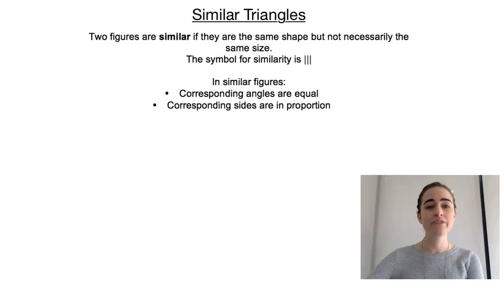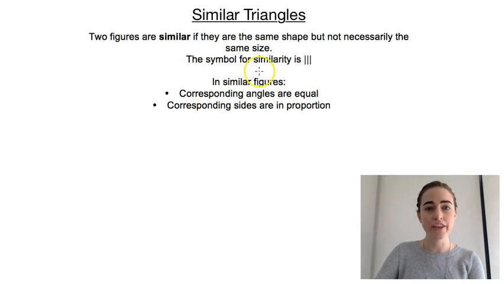In this video, I want to have a look at similar triangles. So more generally first, two figures are similar if they have the same shape but not necessarily the same size. So one of the figures is either an enlargement or a reduction of the other figure. The symbol that we use for similarity is this here, so three vertical lines.